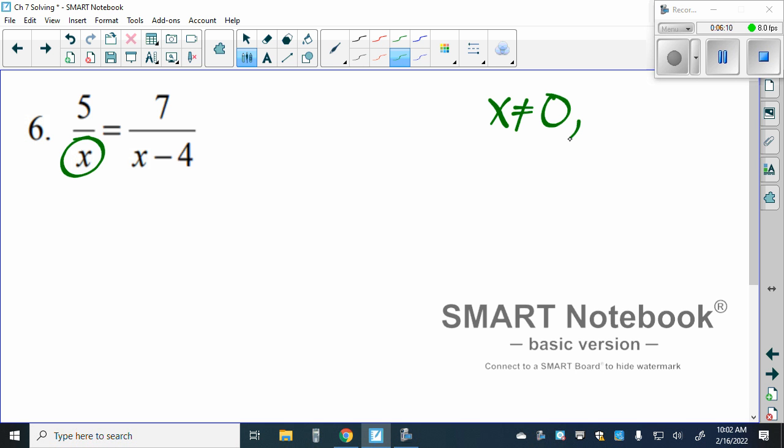Now the other one that we have is the x minus 4. For this here, x cannot be 4. Because 4 minus 4 is 0.